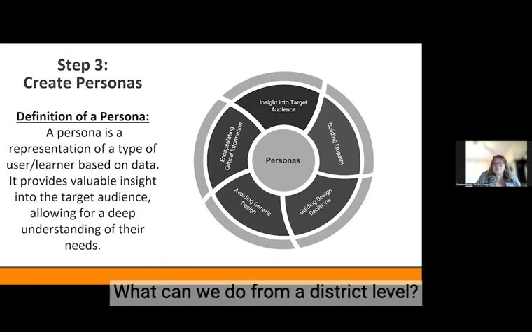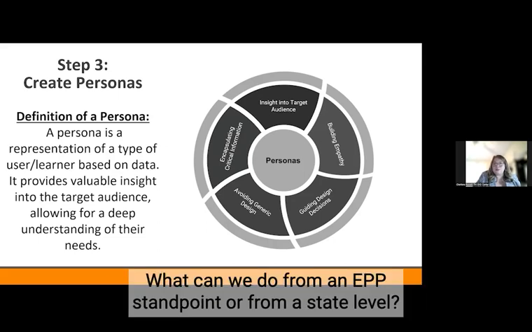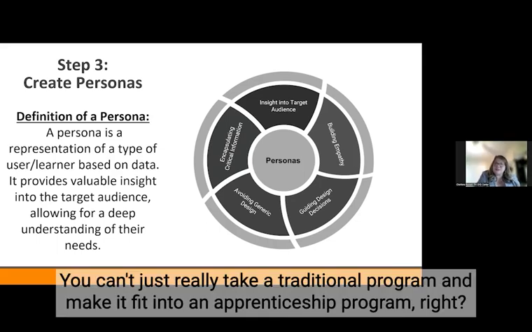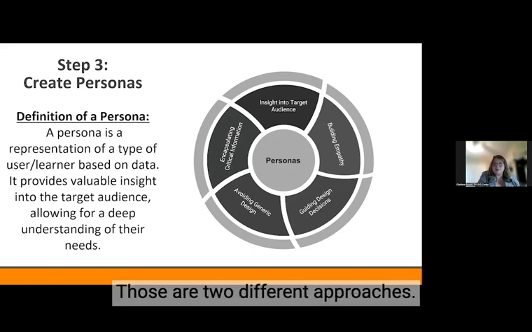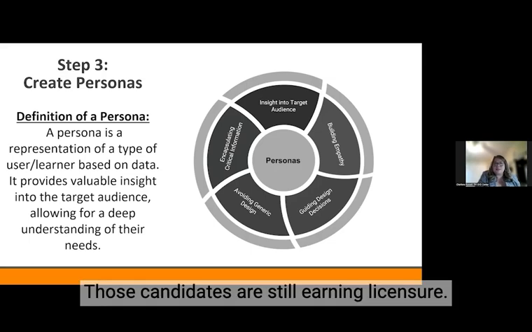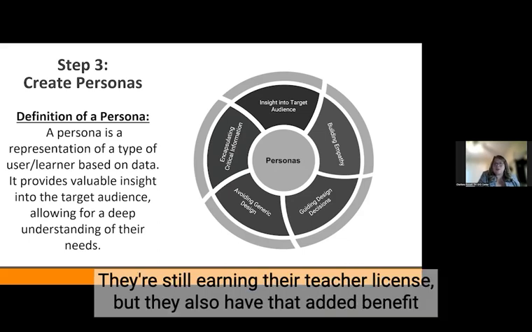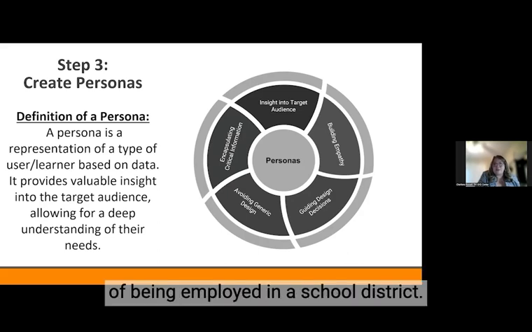What can we do from a district level? What can we do from an EPP standpoint or from a state standpoint to help remove those barriers? You can't just really take a traditional program and make it fit into an apprenticeship program, right? Those are 2 different approaches. Those candidates are still earning licensure. Those candidates are still taking rigorous coursework. They're still earning their teacher license, but they also have that added benefit of being employed in a school district.